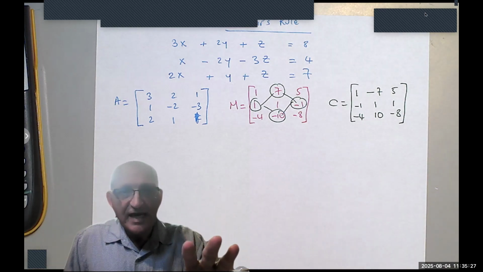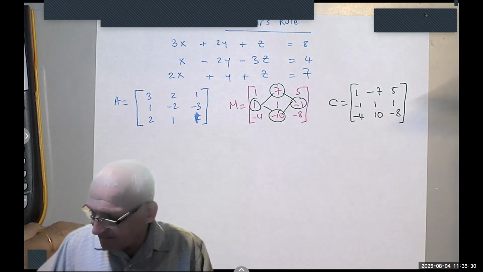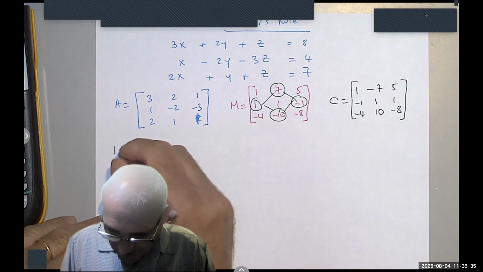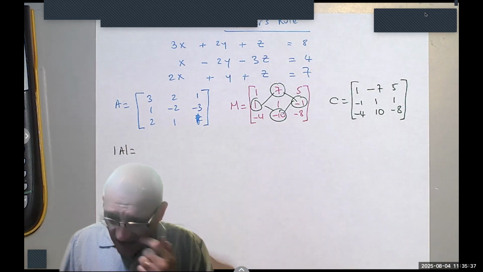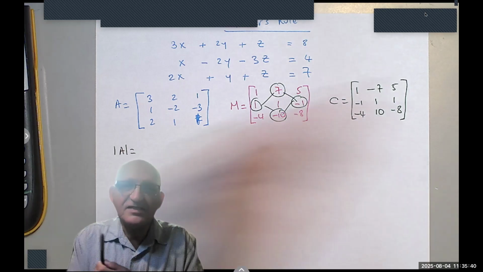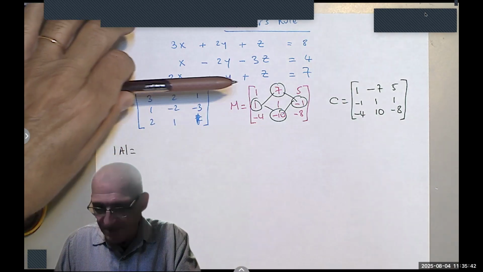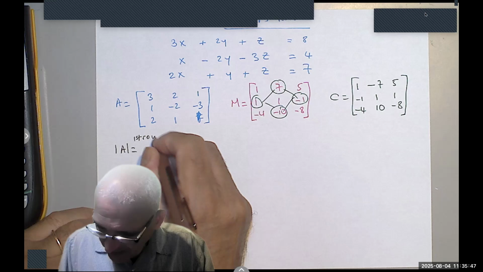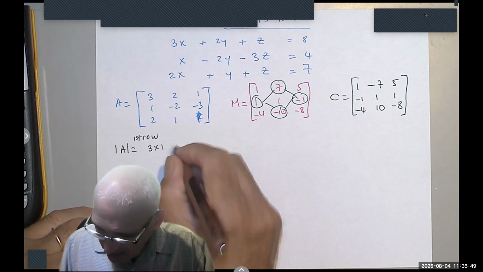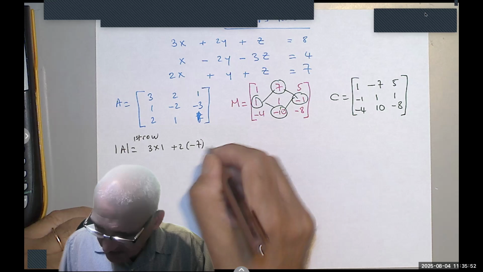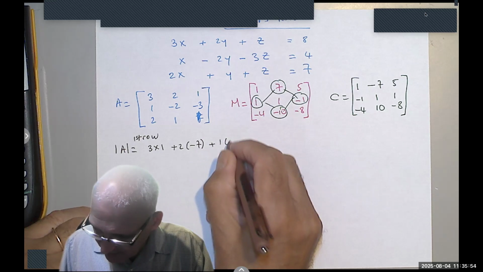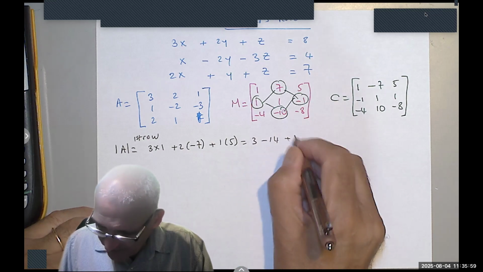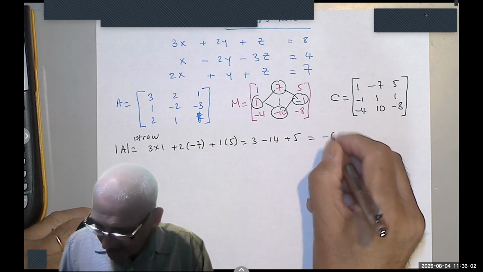Okay, so let's find the determinant. We will always do that, because if it's 0, we stop and we say the system doesn't have a solution. Let's pick, for example, the first row. So first row, 3 times 1 plus 2 times -7 plus 1 times 5. So I get 3 minus 14 plus 5. 3 plus 5 is 8, minus 14 is -6.